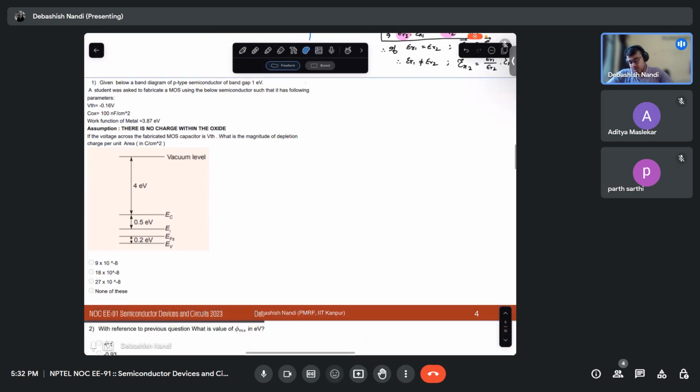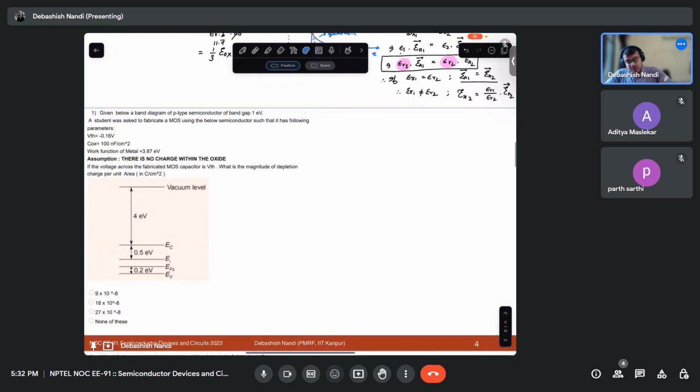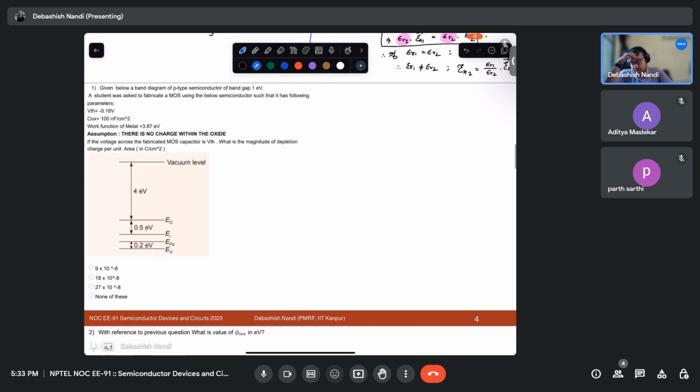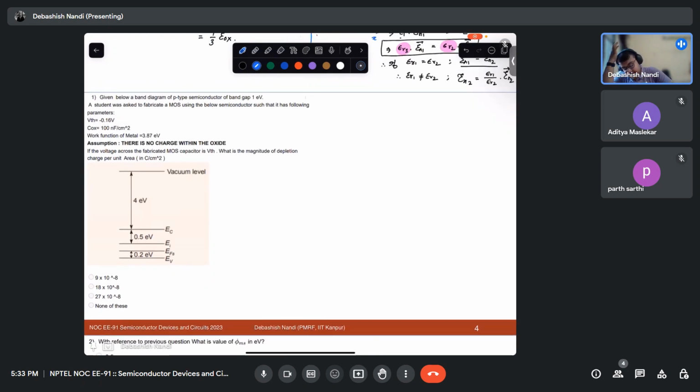Okay, so let's begin solving the problems. What is given here is a band diagram of a p-type semiconductor, with a band gap like this, okay, this is p-type. By the way, can you tell from the band diagram itself that it is p-type if it was not written? And how would you tell that?